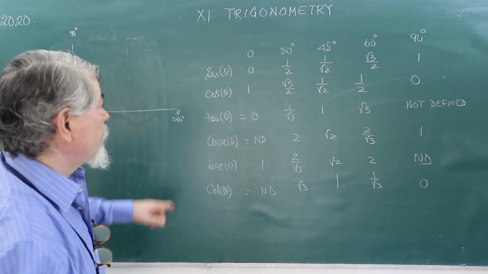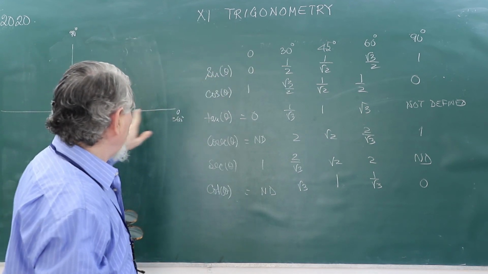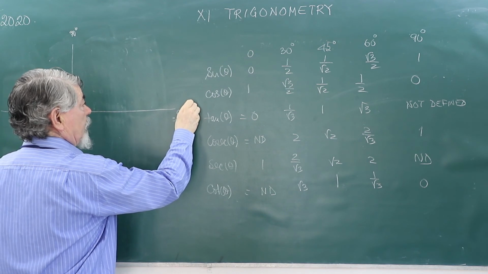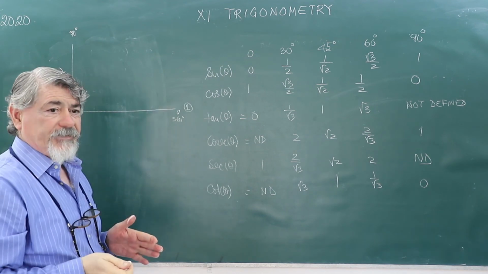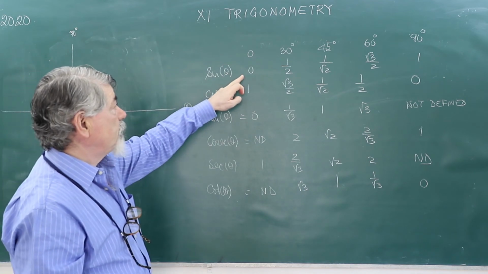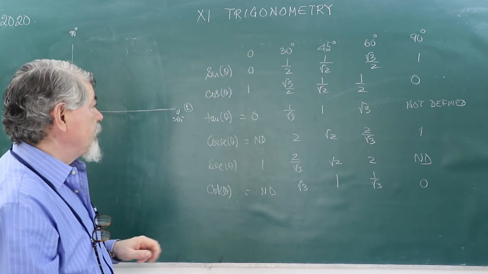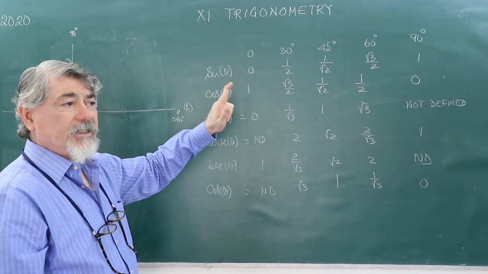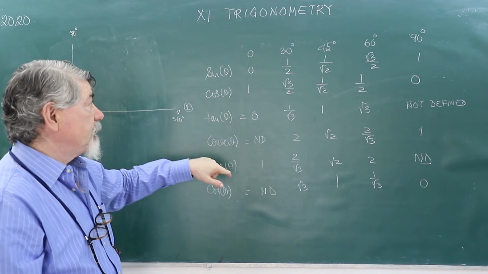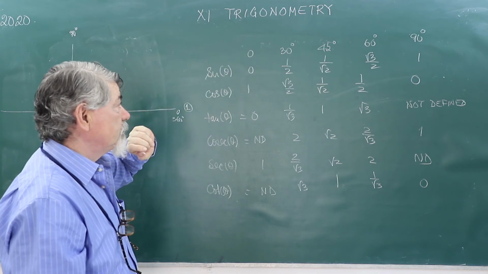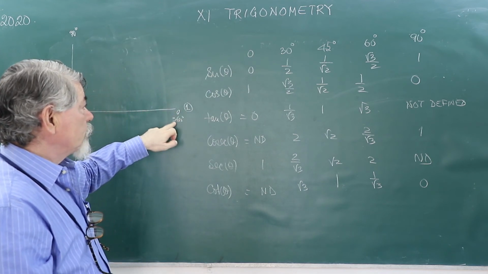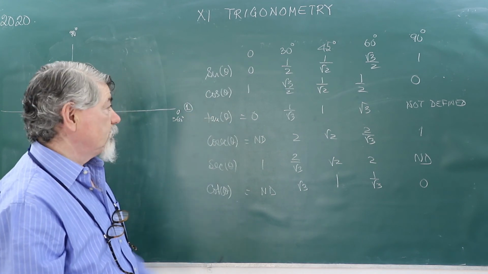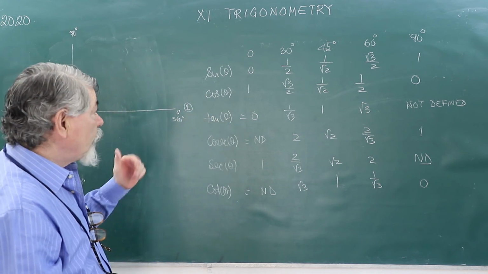Now sine 0 is 0. So along this line, suppose I denote it by line 1, that is the positive side of the x-axis, sine 0 is 0. What else is 0 here? Tan is 0. Tan theta is sine theta upon cos theta, so sine 0 upon cos theta will be 0. So along this line, sine is 0, tan is 0. And what is 1 here?